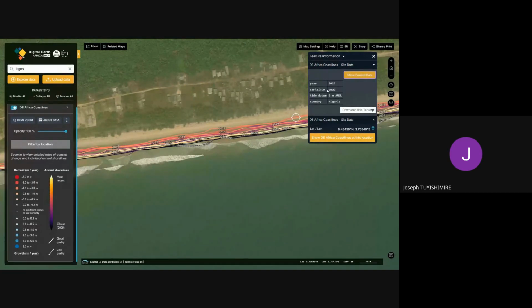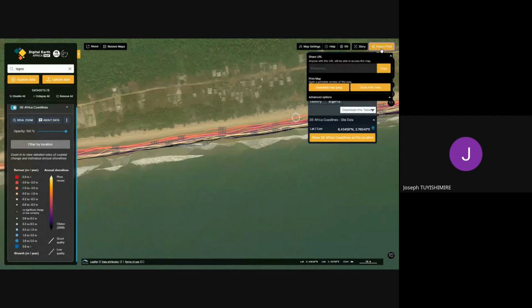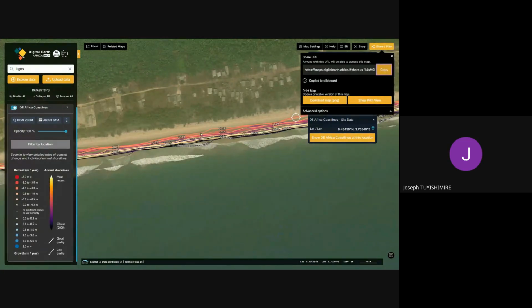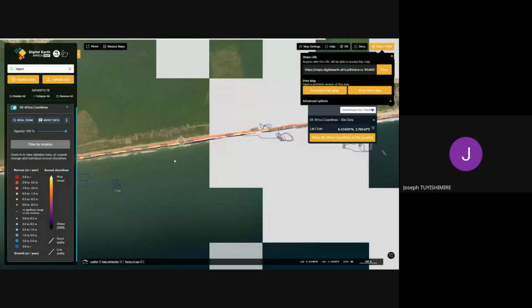And here we can even download a table in terms of CSV or even GeoJSON format just for spatial analysis. So this also I can share with you whenever you want, and you can have a look at it the same way I was seeing it.